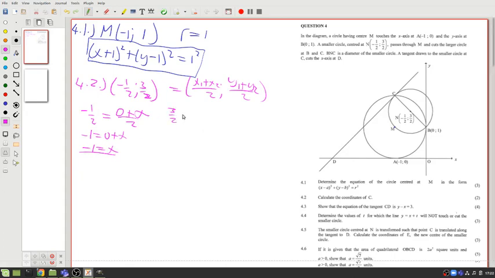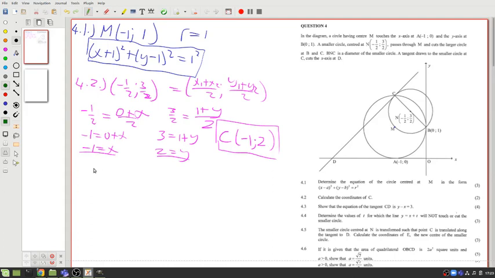We can do the same with the y's. So 3/2 is equal to the y value of B plus the y value of C, which we don't know, so let's call it y, over 2. Multiply both sides by 2 and we get 3 equals 1 plus y. Take the 1 over, so we get 2 equals y. Fantastic. So now we have the coordinates of C, which is negative 1 and 2. Alright, so there are the coordinates of C for question 4.2.